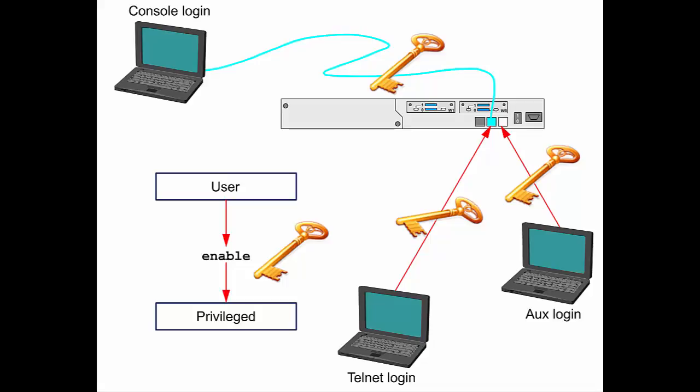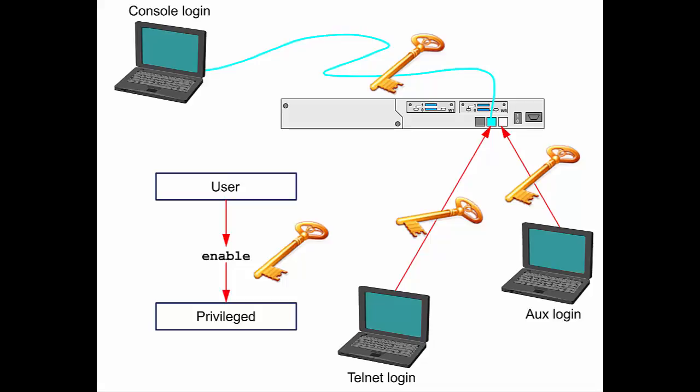Now the console port actually doesn't need a password, but the auxiliary port does, and that's certainly true if you want to raise the level that you've got from the user exec to the privileged exec level. The privileged exec is also known as the enable level. That's because you use the enable command to go from the user to the privileged level. That can be further password protected.